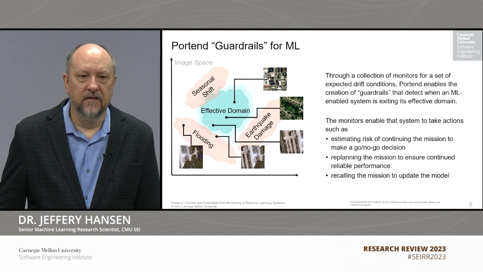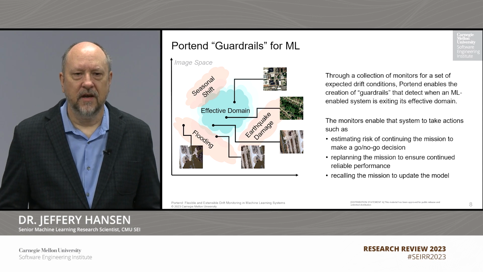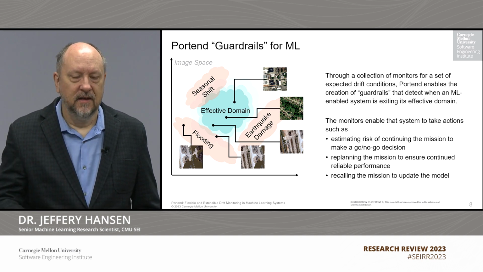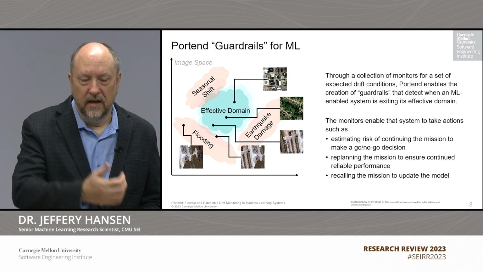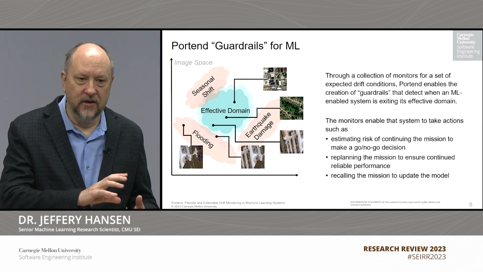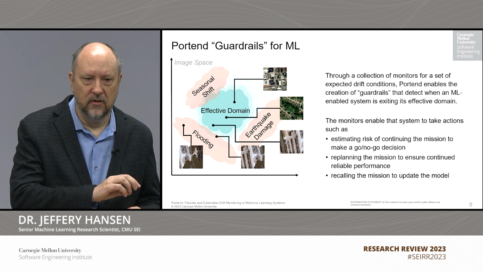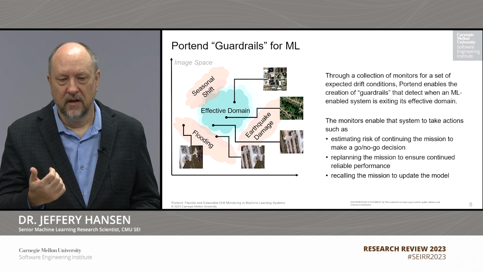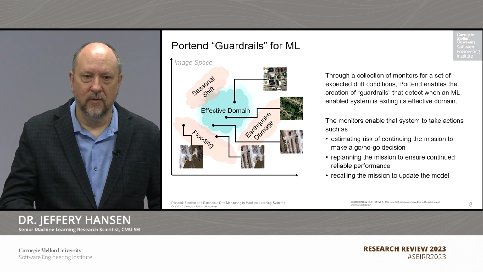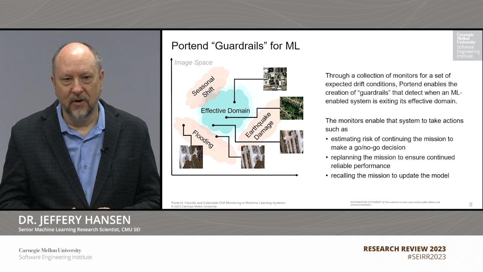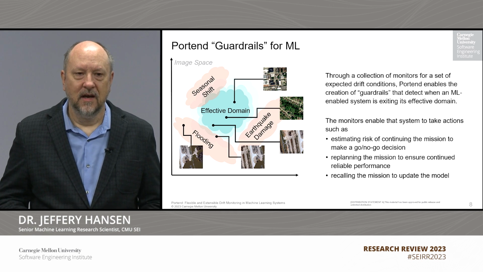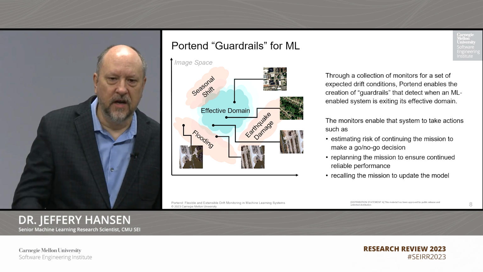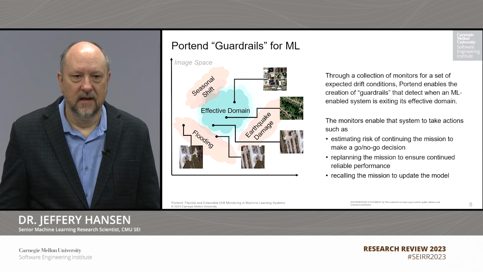So one way to think of this is Portend is a way to provide what we think of as guardrails for ML. While you're in that effective domain, everything's fine. When you head towards one of these guardrails, maybe a flooding guardrail that alerts when we get to a flooding area, or an earthquake damage guardrail, or a seasonal shift, like maybe we've trained on summer imagery, but we're going into fall or winter, that allows the system to avoid falling off the cliff, so to speak.